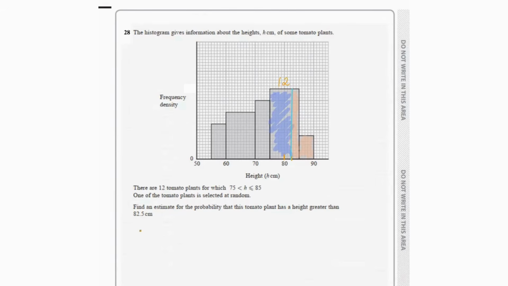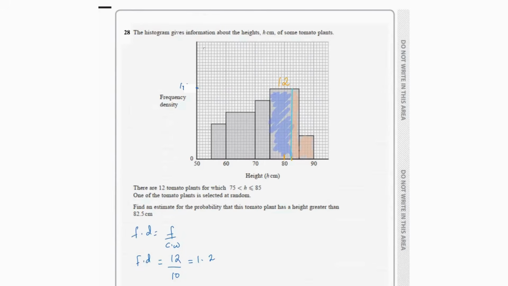Frequency density basically has a formula of frequency over class width. So for that bar, frequency is 12 and class width is the difference between the intervals. So that's 10. That gives us 1.2. So this over here is 1.2.